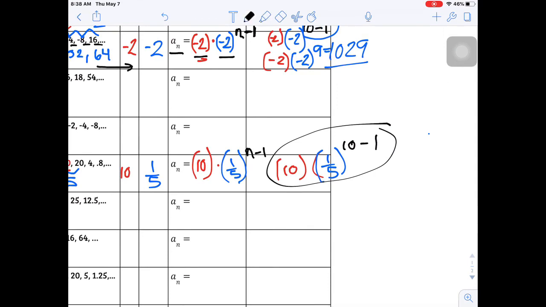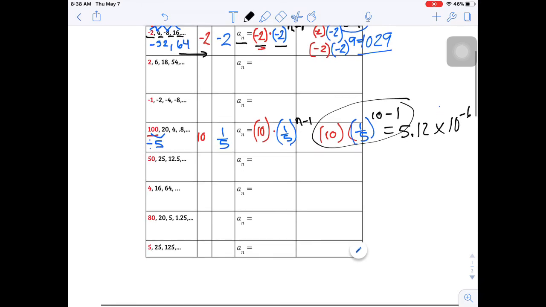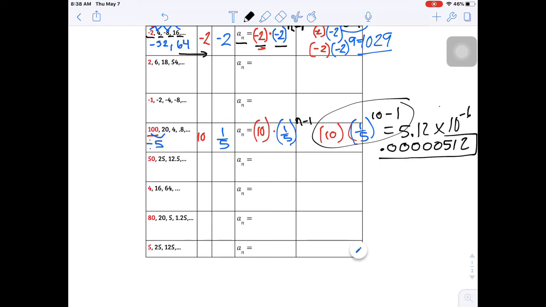5.12 times 10 to the negative 6, which means it's a super long decimal. I'll write it in here. 1, 2, 3, 4, 5, 6. That's the actual value of a decreasing geometric sequence. So there's 2 that I've done.